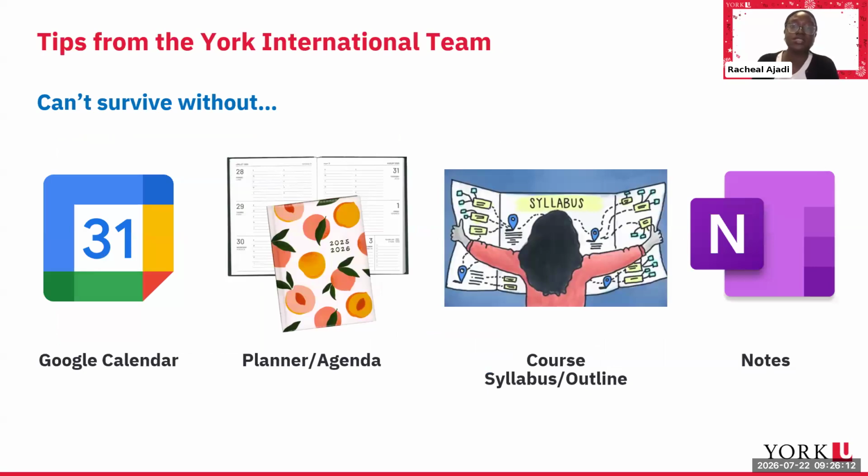For staying organized, many students rely on a few key tools. First, a digital calendar can help track major deadlines and class schedules. So, like using a Google Calendar or an Apple Calendar. Some people prefer to use a planner or an agenda, which can help with daily to-do lists.